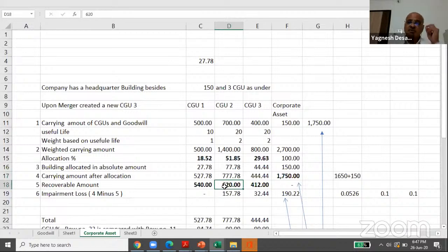620. Actually the carrying value should have been 620, but we showed 777, which is more than the recoverable amount. So I have to do the impairment loss. I have to do the impairment loss.